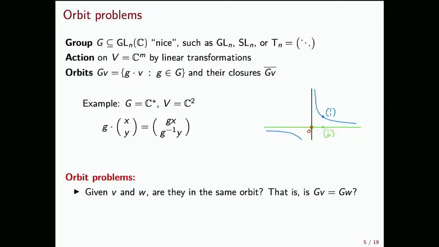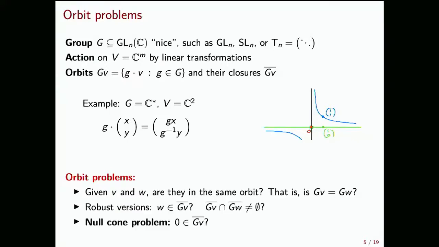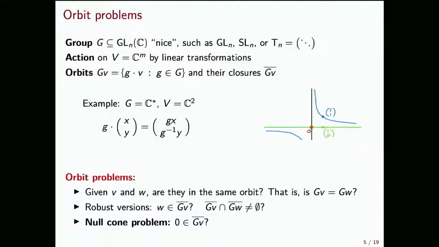So there are two natural ways of making this a robust problem. The first one is to ask: is one vector in the closure of the other's orbit? So basically, can we approximate one point, or one geometric object, by a limit of others? The second one is also interesting. The first one is not an equivalence relation; it's a partial order. The second one is an equivalence relation. It asks, given two vectors, can we transform them into a common third thing? That's another nice problem, and one we would like to study.